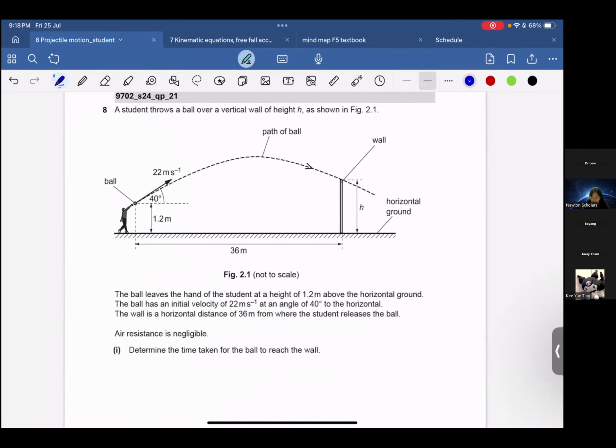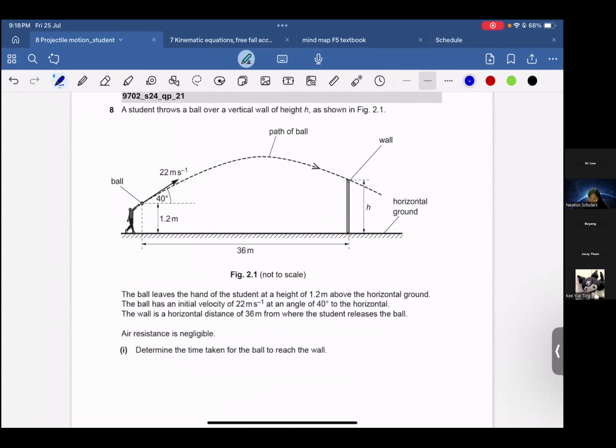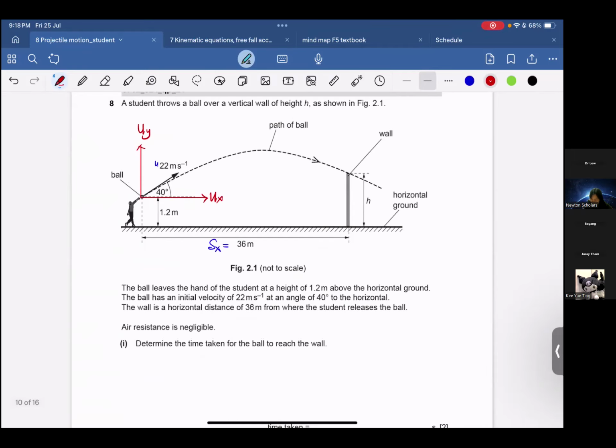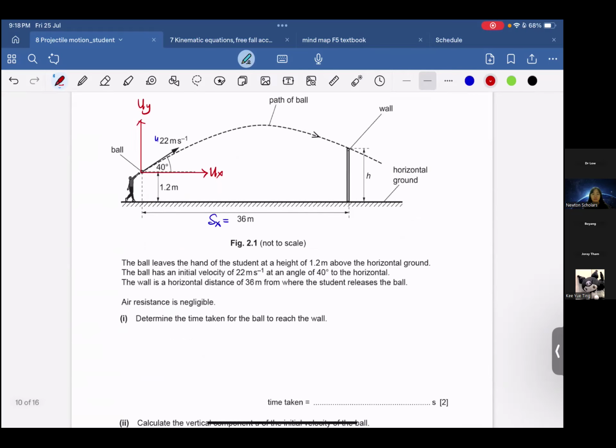Okay, here the student throws a ball over a vertical wall of height h. So we label some information. This one is sx, then this one is your u, then this is the angle. Remember, all the time we need to know the ux and uy. We have to split into two components. Then the ball leaves at a height of 1.2 meter, with initial velocity 22 and angle 40. Horizontal distance is 36. Okay, determine the time. See the time. Like boys and girls, count.